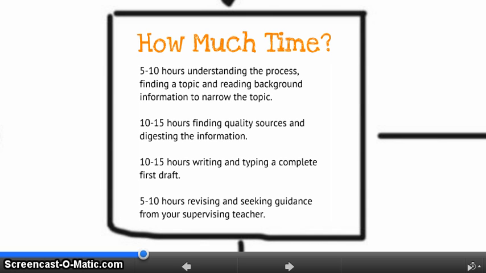How much time can you expect to invest into this process? Well, IB says if you're earning an A, you're going to spend approximately 40 hours. So that kind of breaks down into 5 to 10 hours understanding the process, finding a topic, reading background information to narrow the topic down, about 10 to 15 hours finding quality sources and digesting the information, and 10 to 15 hours writing and typing a complete first draft. 5 to 10 hours revising and seeking guidance from your supervising teacher. So yeah, it's a lot of hours, but it's broken down into pieces. You're not sitting at your computer for 40 hours writing a paper.